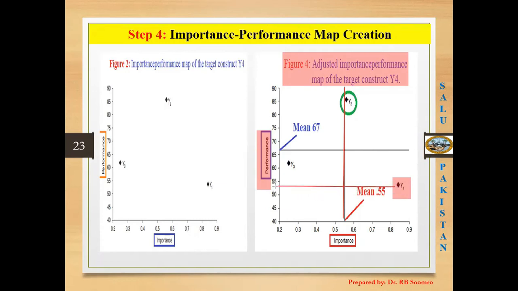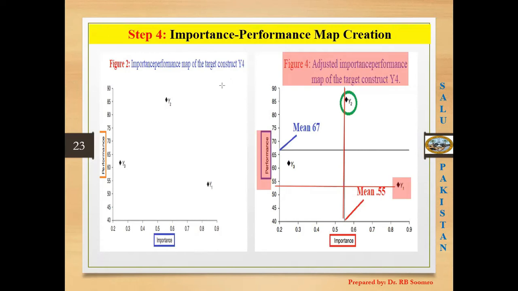So Y1 has a relatively low performance compared to the others like Y2, because its performance is falling, at 53. It is quite below our mean. Our mean is about 67, but the performance of this one is about 53 point something. So Y1 is quite low in performance from this point of view.